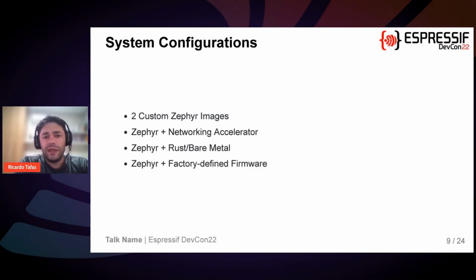And finally, users can also have one Zephyr image and whatever factory-defined firmware they want to run, doing whatever specific task they want. It could be some sort of cryptographic library, it can be some sort of software accelerator they can have on the second core. So the second core ends up being a software-defined custom peripheral.